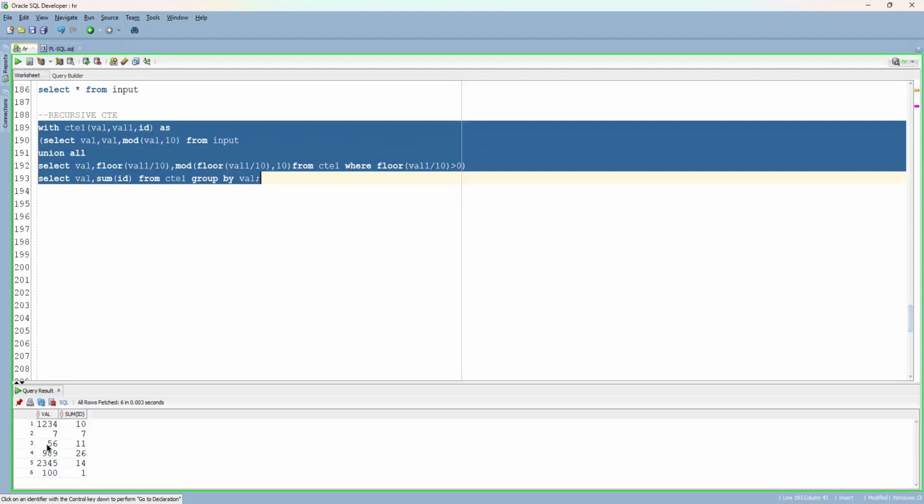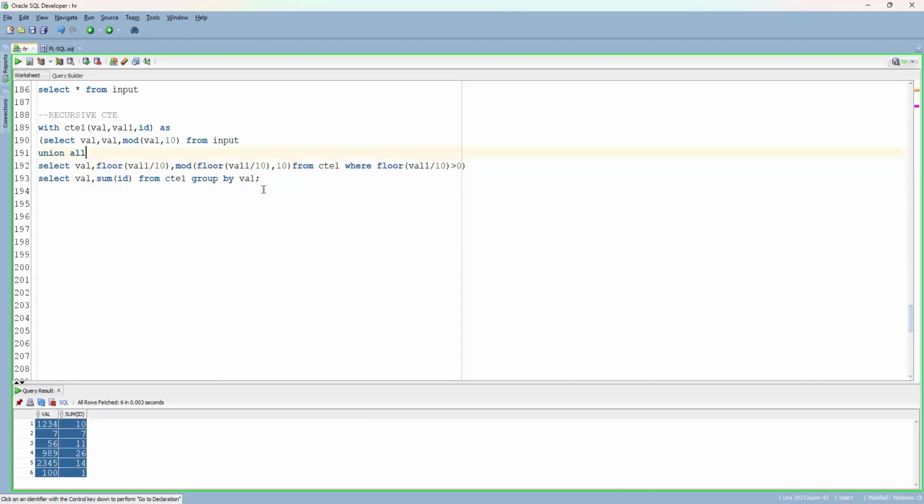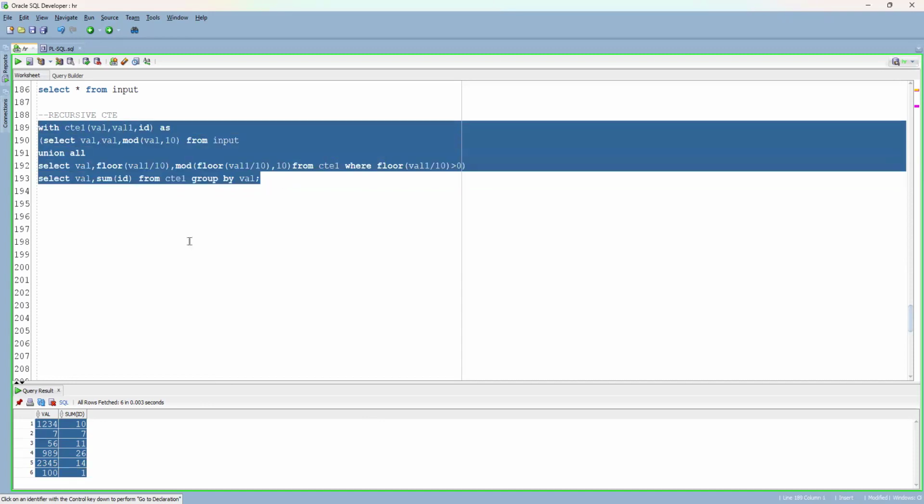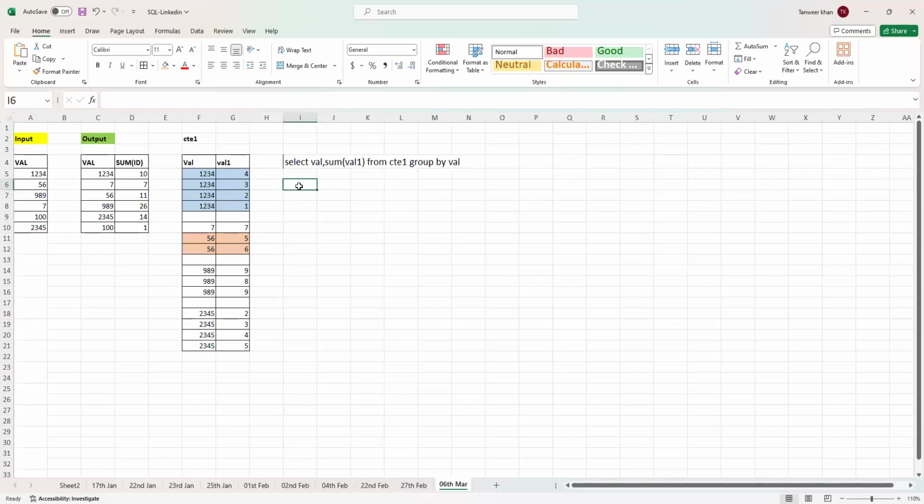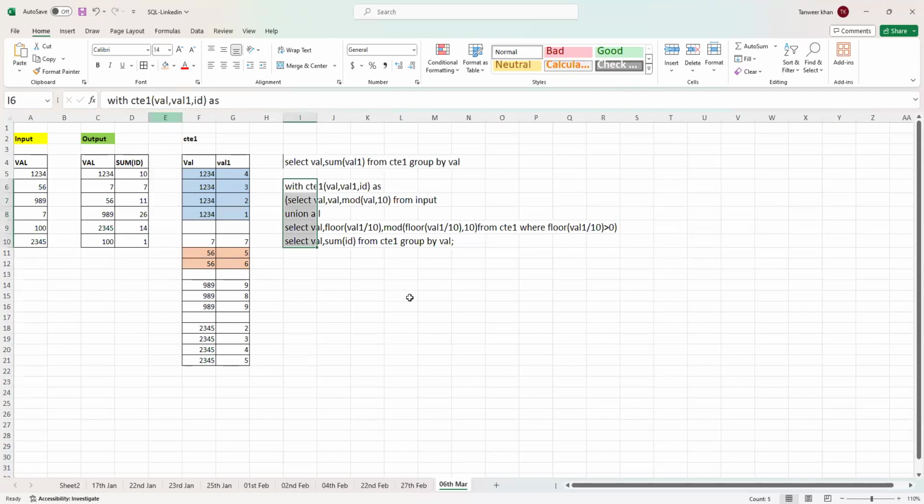Is this the expected output, guys? Yes. Okay. Now we'll try to understand how this query is getting executed. And this is the query. Let's zoom this a little bit. Example of recursive CTE. Let's start with this. So this is the first line. So here we are trying to define a recursive CTE with the name CTE1.